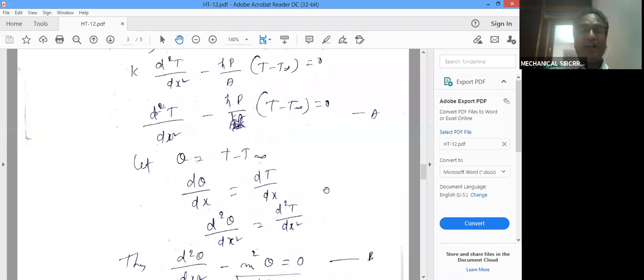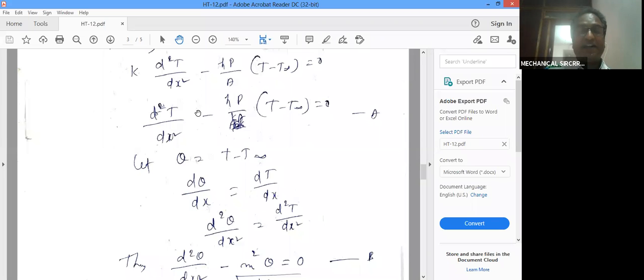Now, here T is the temperature distribution, and T minus T free stream is the temperature difference. The temperature is varying from x is equal to 0 to x is equal to L. Along the length of the fin, the temperature is variable. That's why we are converting T in terms of theta. Let theta be equal to T minus T free stream, or otherwise theta is equal to T minus T free stream.